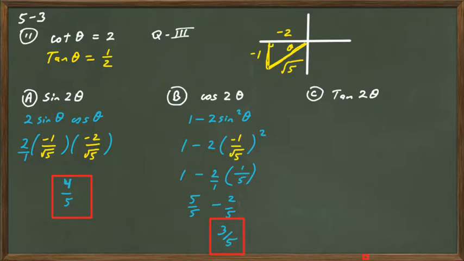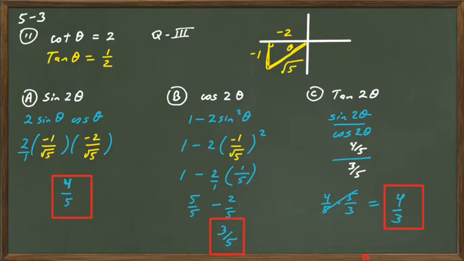Now tangent, you also have options. Some people like to just know that tangent is sine over cosine. And we just found these values from part A, 4/5, and the cosine was 3/5. So 4/5 times the reciprocal, I think, would make this one 4/3. We could have also used a formula.